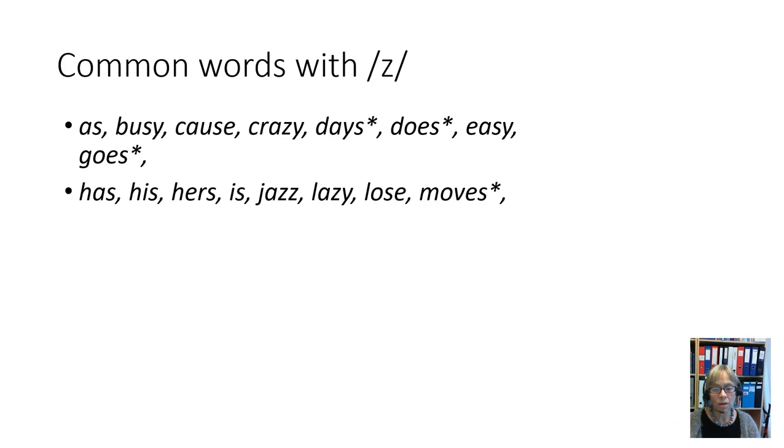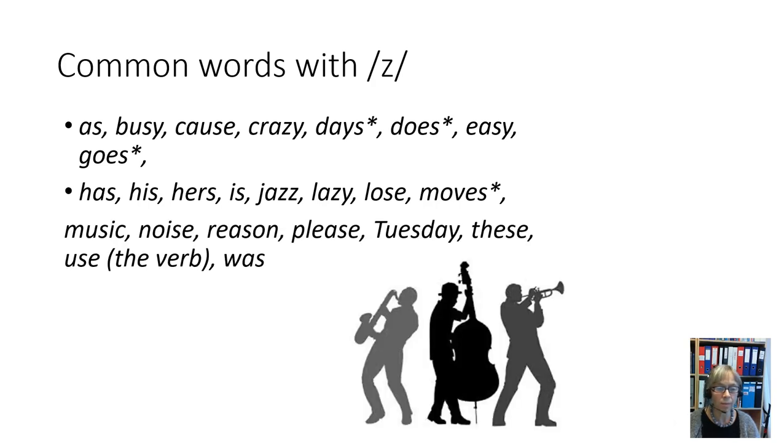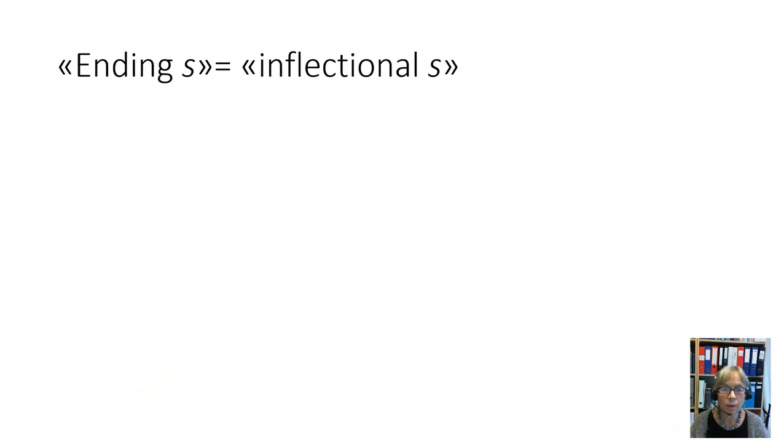Note how when there's a Z or a double Z in the spelling, it's always voiced. Z, jazz, lazy. Music, noise, reason, please, Tuesday, these, use, to use. That is the verb was. As I said, the asterisk indicates that these are ending S's, and let's have a look at how they work.